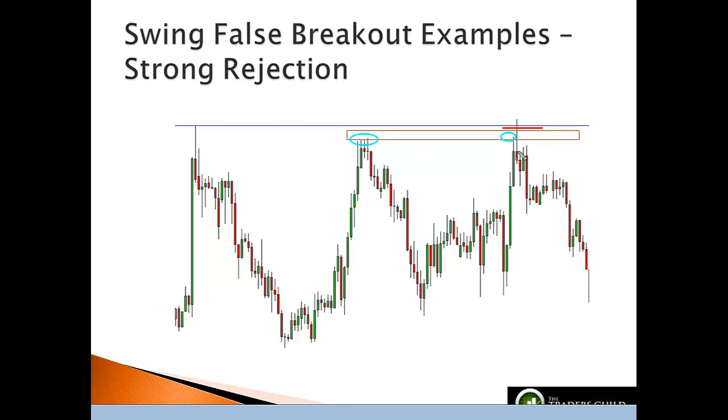Do I expect a retest entry? No, because price's close is materially below the base of this false breakout. Okay, and that also tells me that if I don't expect the retest, why would my stop loss be above here?